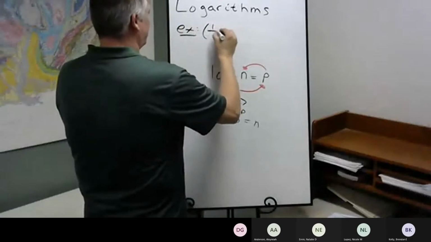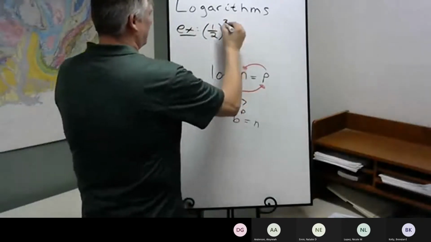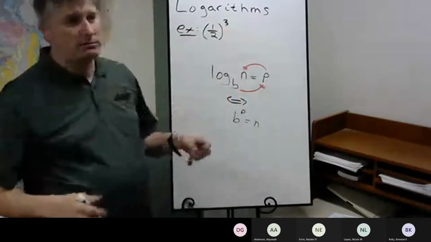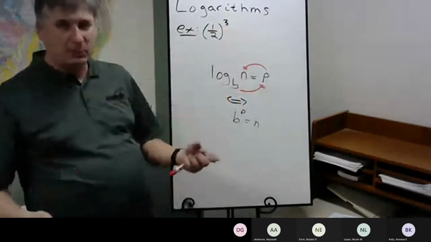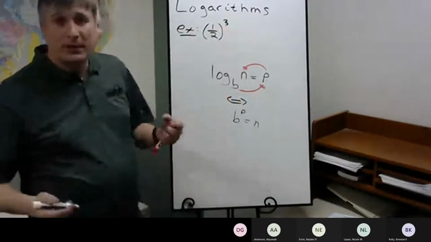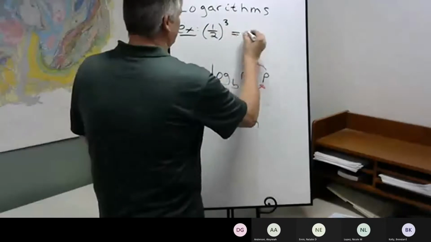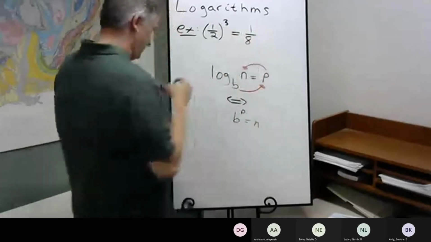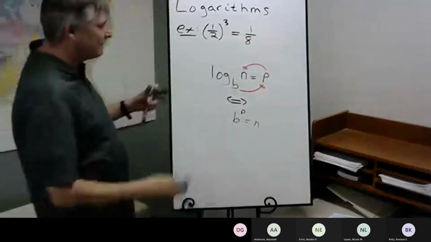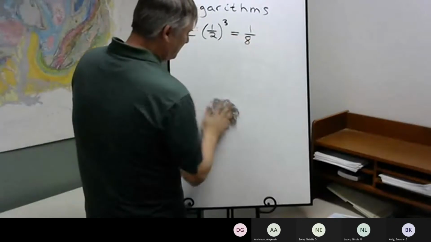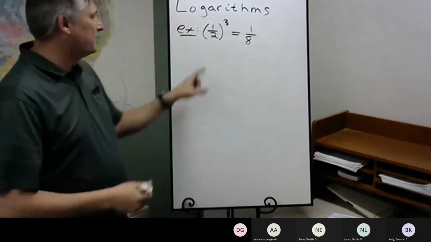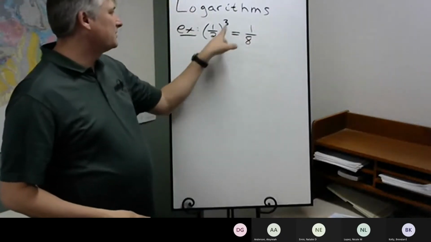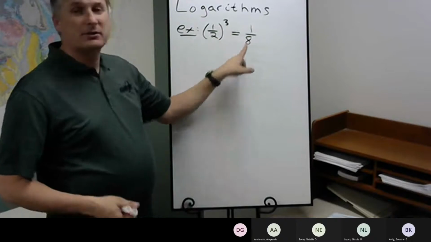So 1/2. If you cube 1/2, 1/2 times 1/2 times 1/2, you get 1/8. So that means the logarithm, well, this is our b, this is our p, and that's going to be our n.